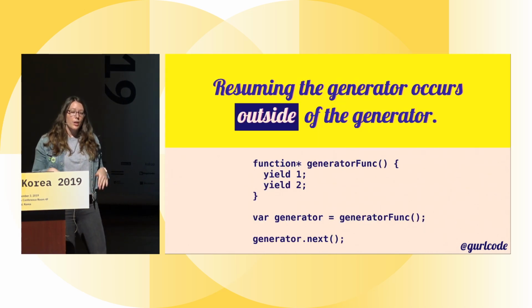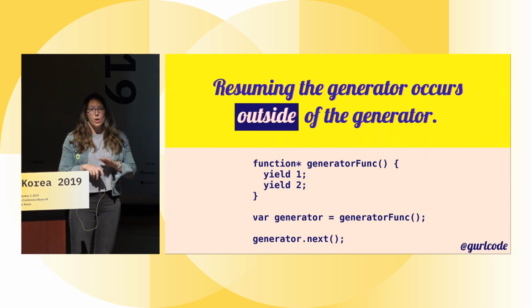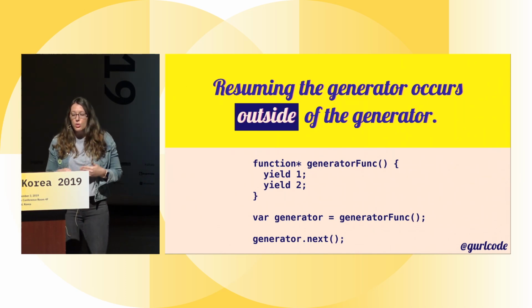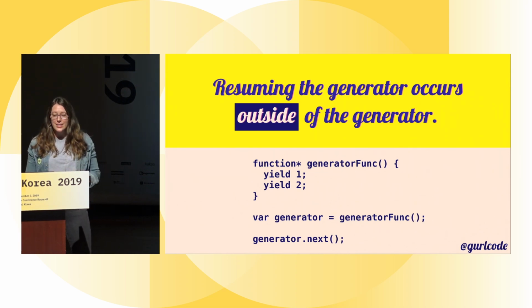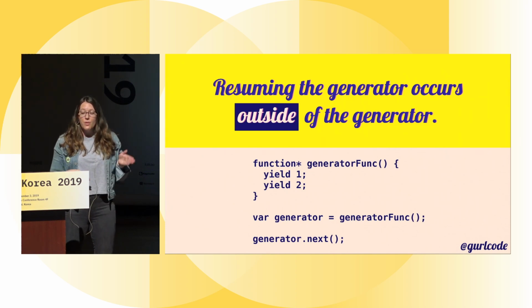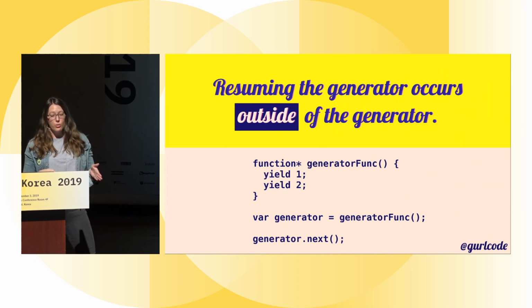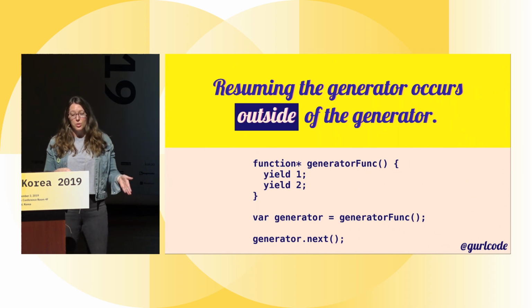resuming the generator occurs on the outside of the generator only. So generators are paused via yield and restarted via next. But a generator cannot call next on itself. If I never call next on this generator, it will never yield 2.